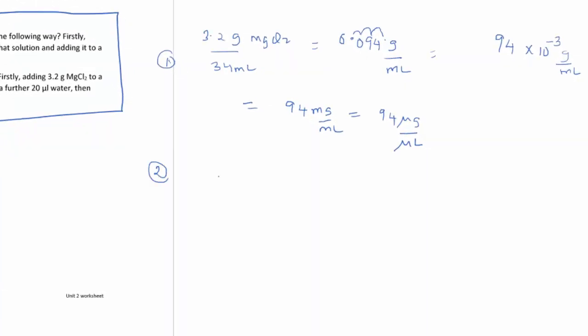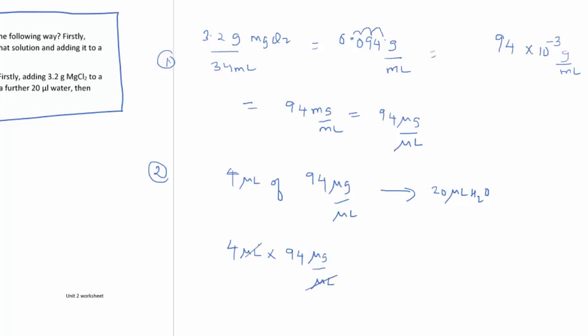The second step was, you take 4 microliters of 94 micrograms per microliter, and then you add it to 20 microliters of water. In 4 microliters, how many micrograms would there be? It'll be 4 microliters times 94 micrograms per microliter. I can cancel the microliters out, so it's going to be 376 micrograms. This is going to be dissolved in a total of 20 plus 4 microliters. The concentration is going to be 376 micrograms over 24 microliters, which is approximately 15.7 micrograms per microliter.